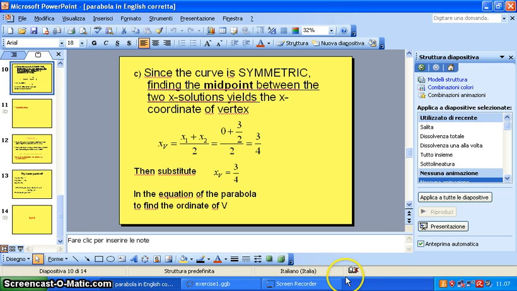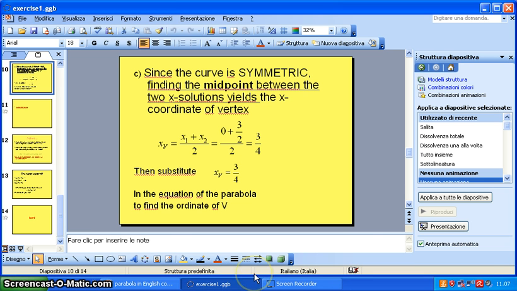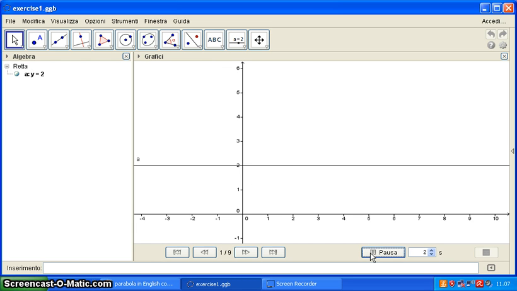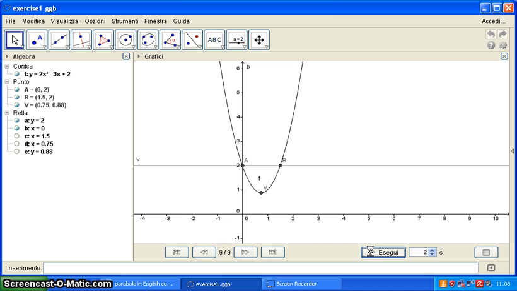Let's watch with GeoGebra. We draw the straight line, find the intersection between the quadratic function and the straight line, A and B, find the x-coordinate of the vertex with the midpoint, substitute it in the function, and with the 3 points in the plane, draw approximately the curve. Well, that's all.